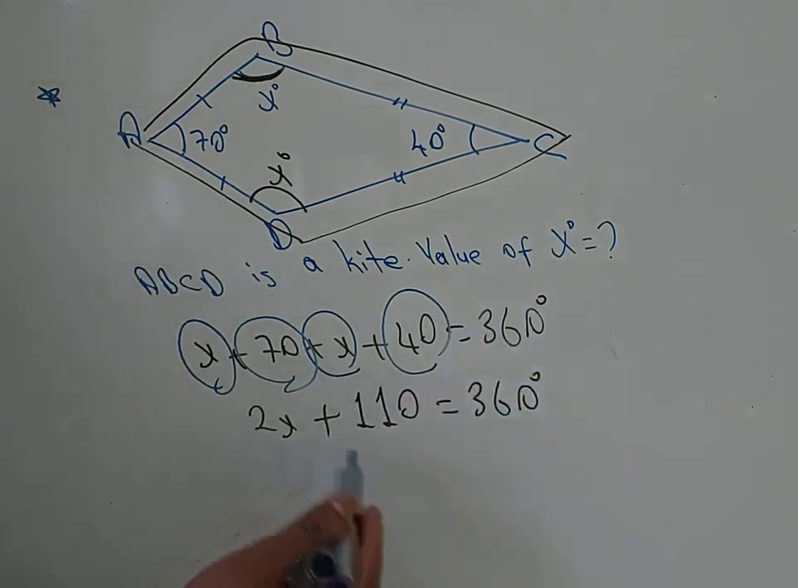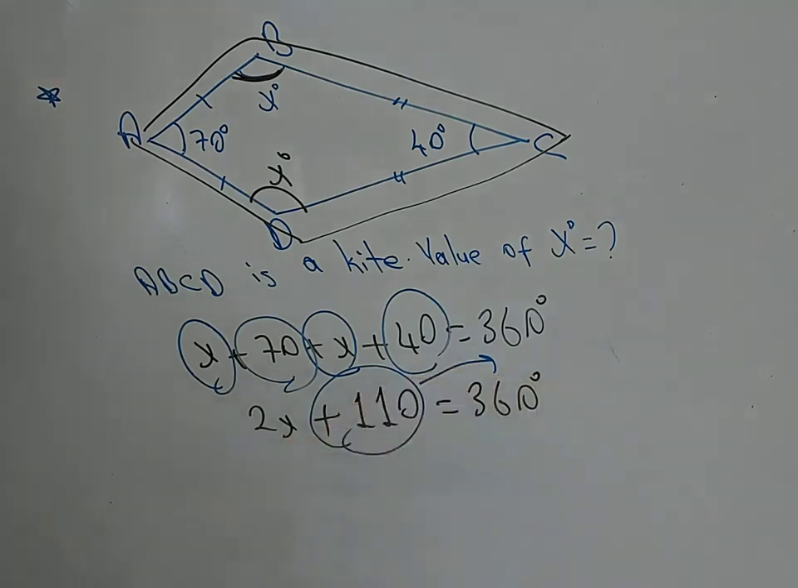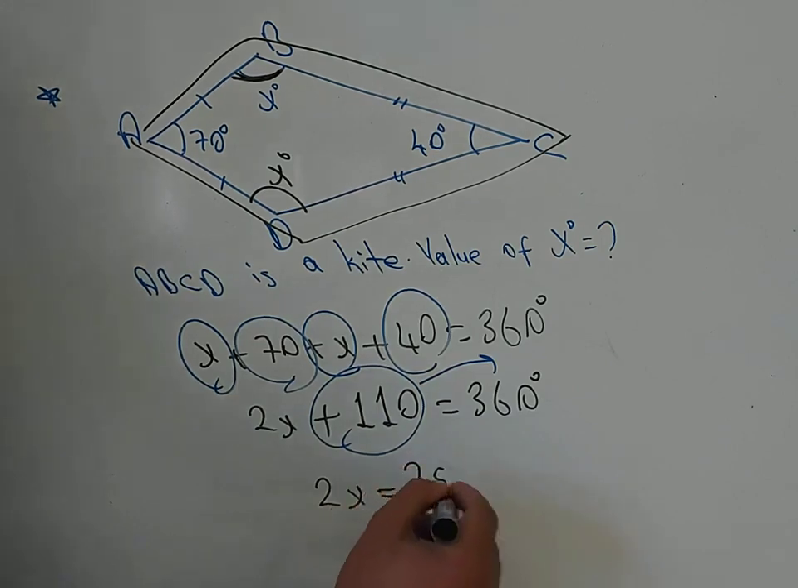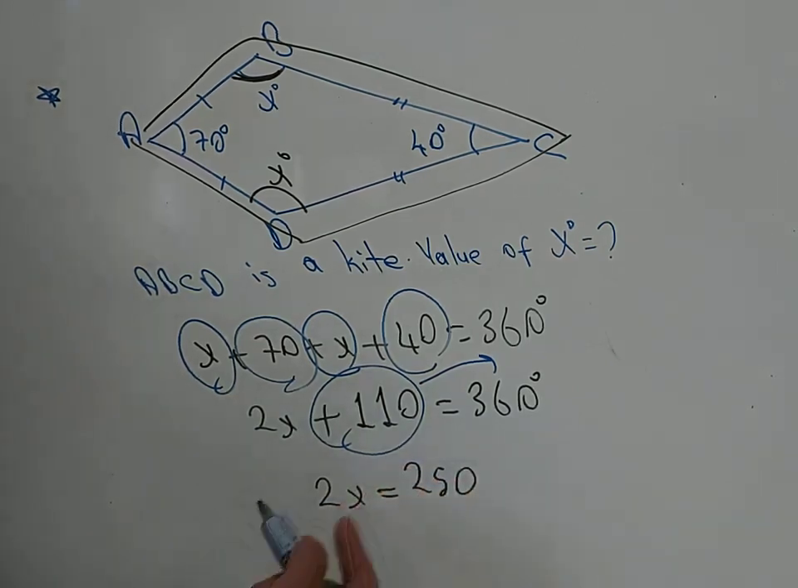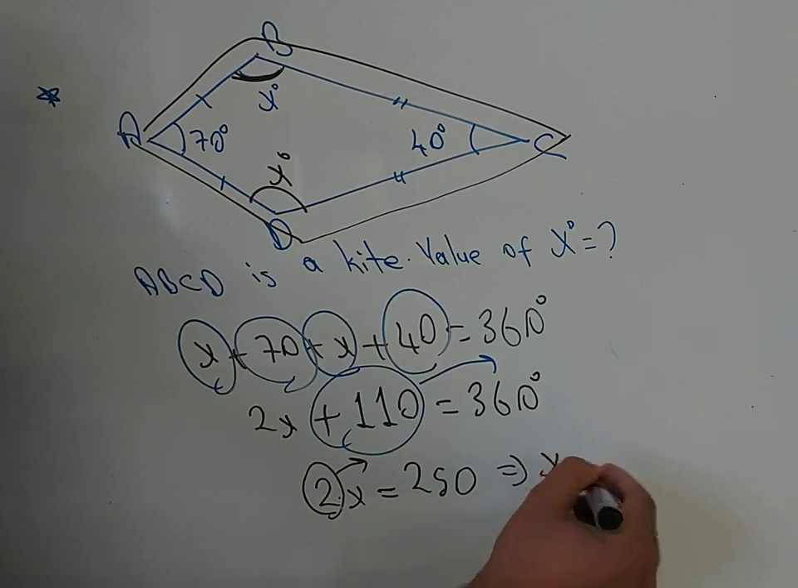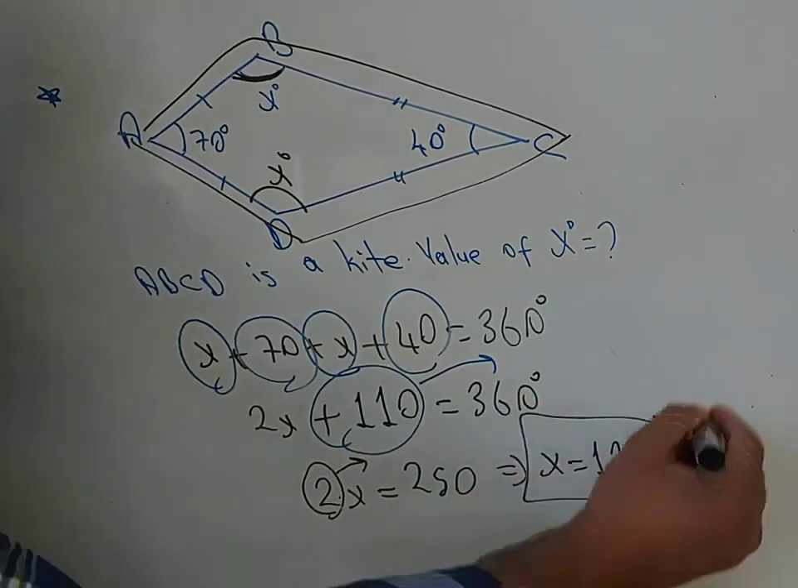And then leave the unknown. Again, linear equation. I got this one to the other side as negative, which is going to be 2x equals 250. So divide both sides by 2, or you can say that this one goes to the other side as division, because it is multiplication there. That will give you x equals 125.